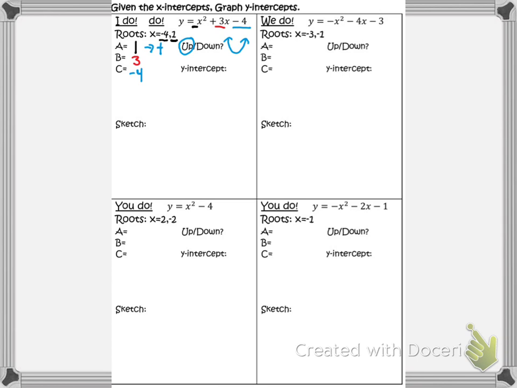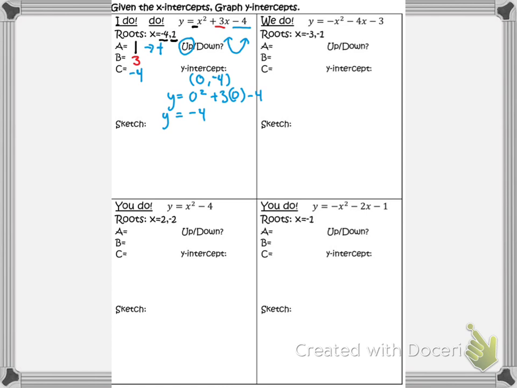And then now we need to find the y-intercept. So the y-intercept, I know it's going to be 0, comma something, because that's what a y-intercept is. It's on the y-axis, and to be on the y-axis, your x value has to be 0. So let's plug in the 0 for our x value. So let's go y is equal to 0 squared plus 3 times 0 minus 4. That's going to be equal to 0 squared is 0, plus 3 times 0 is 0, which is just going to be equal to negative 4. So my y-intercept would be at 0, comma, negative 4.